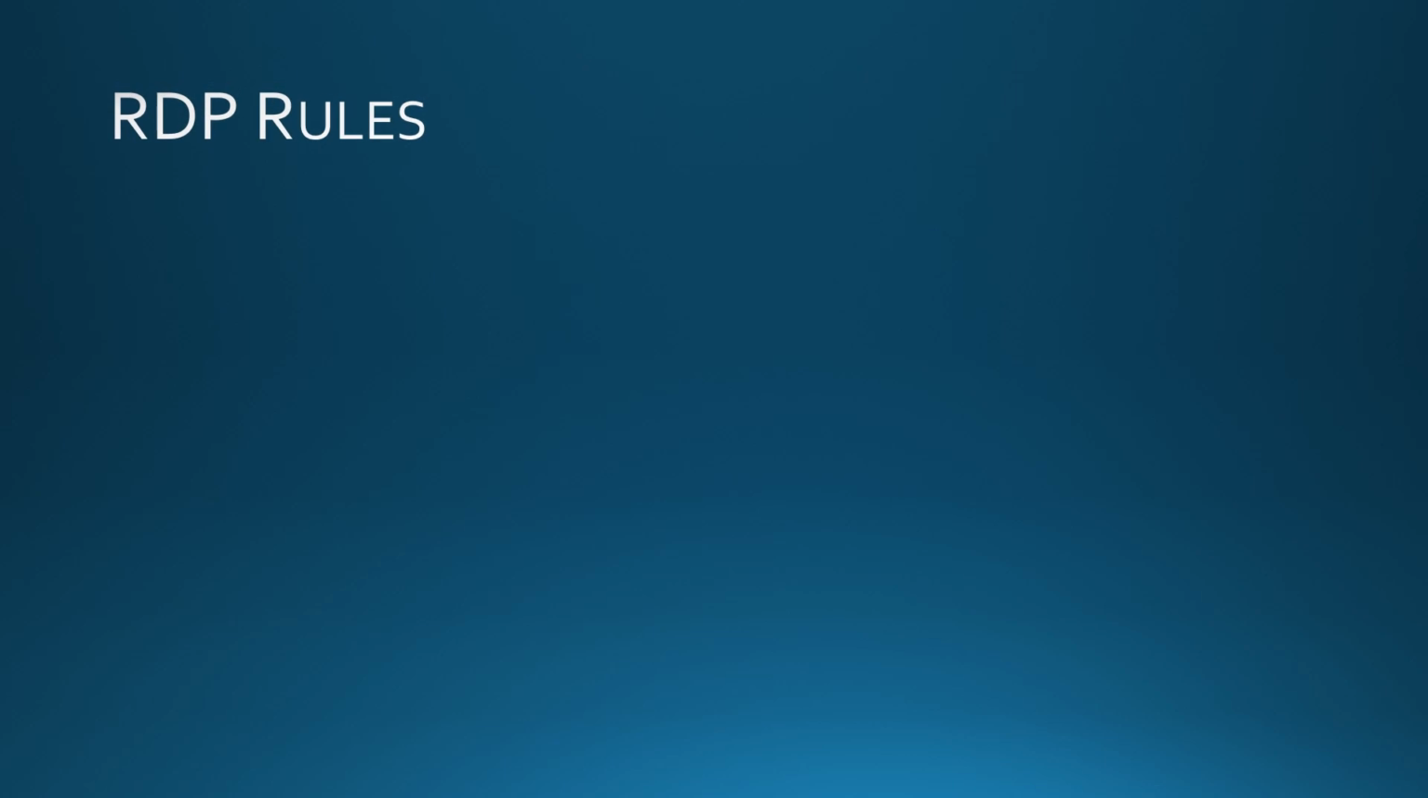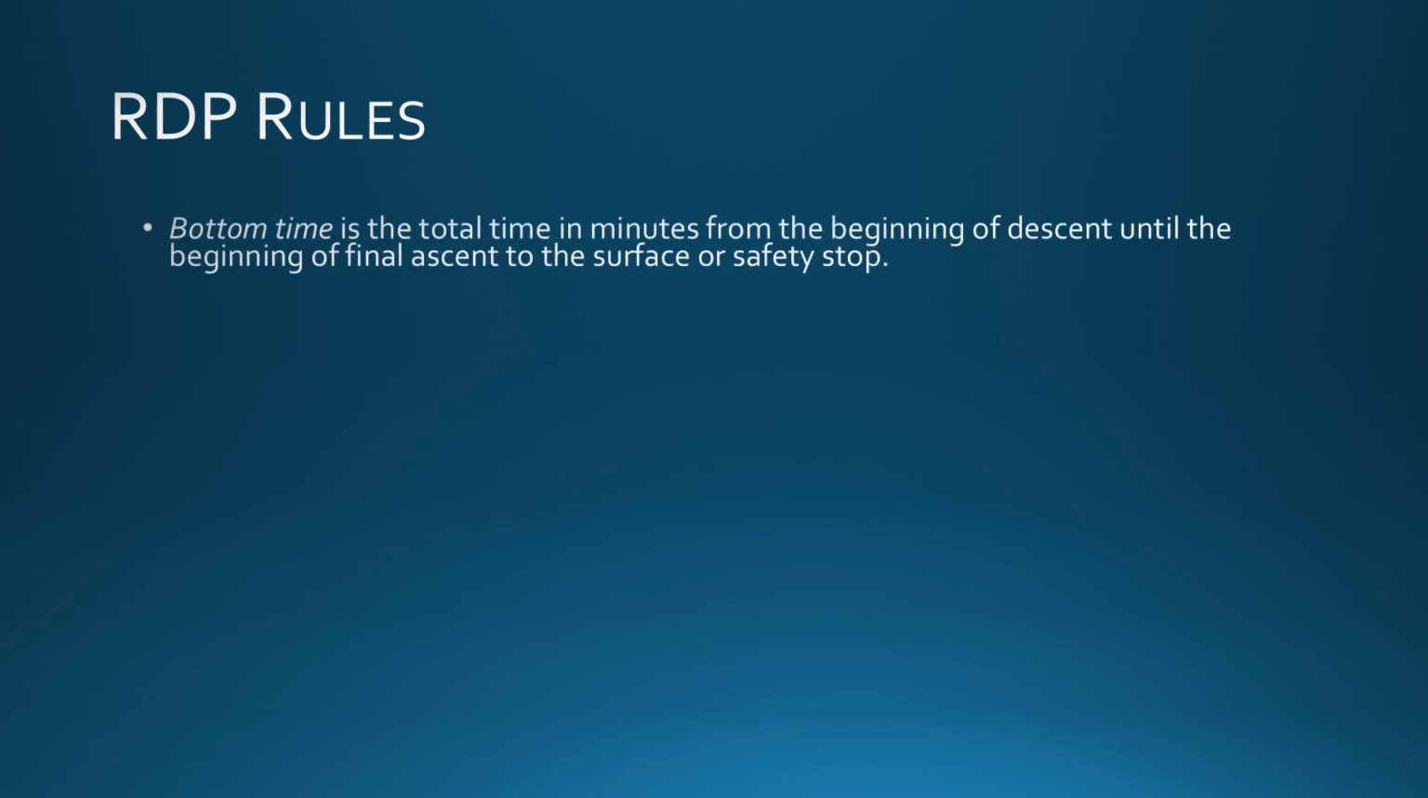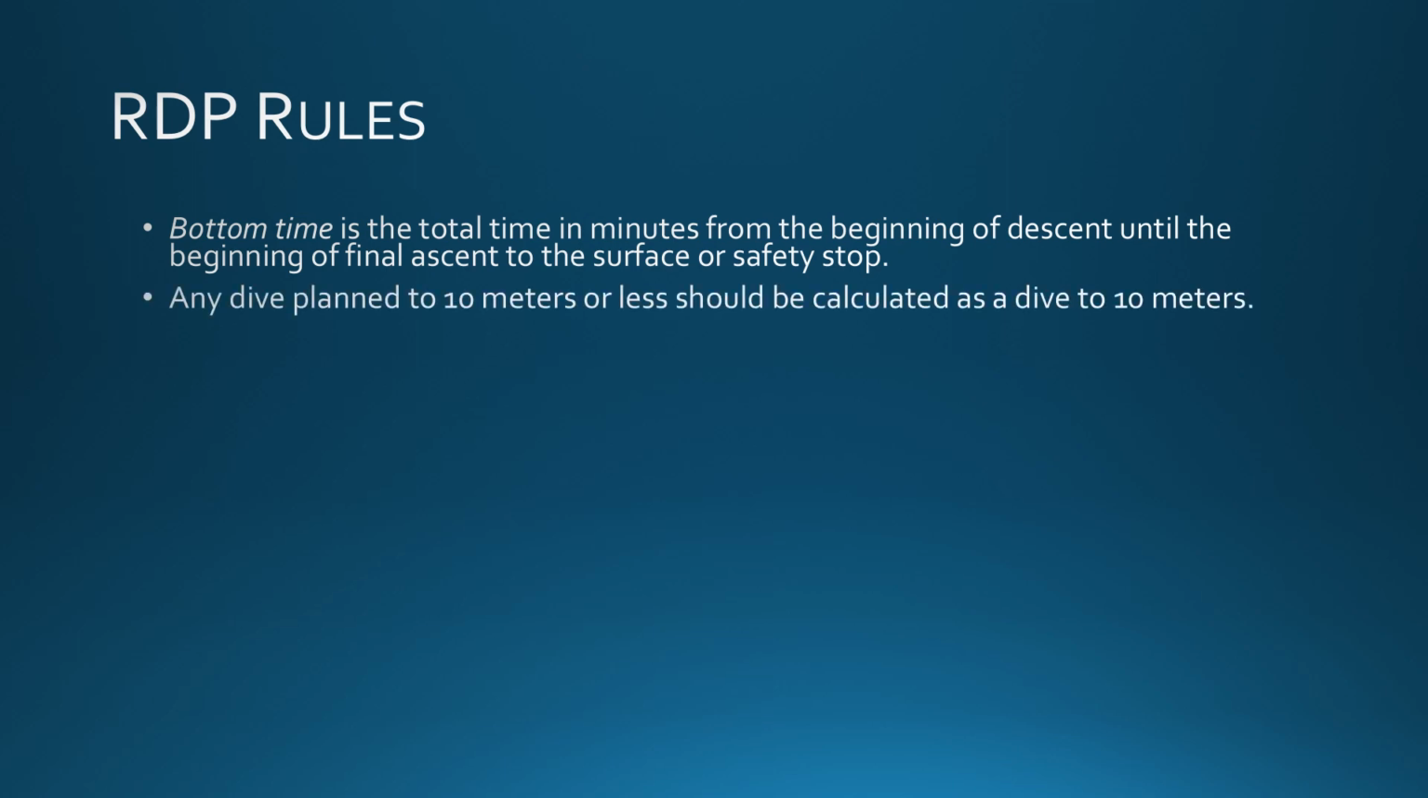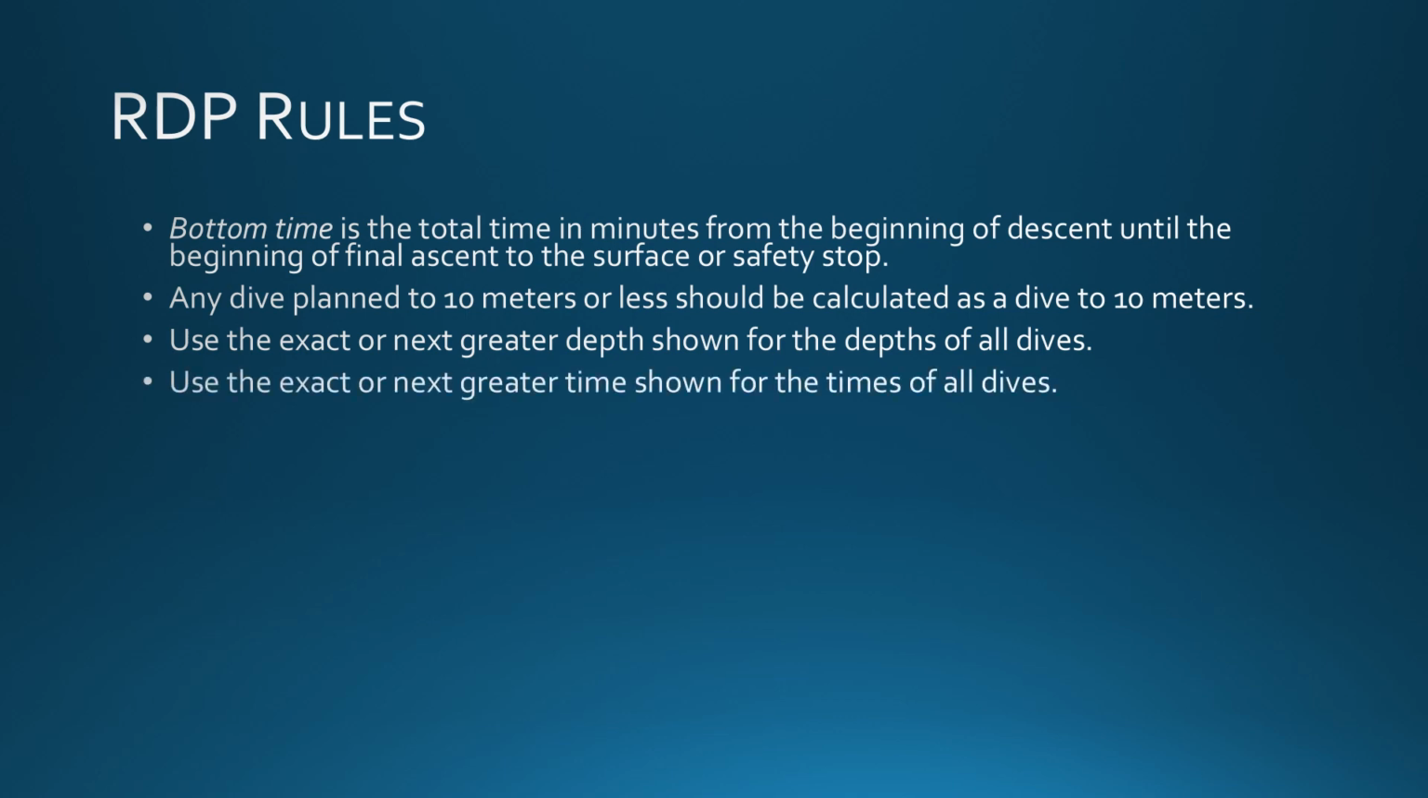Right, before we get started, let's take some time to familiarize ourselves with some basic rules for the RDP and some terms. Bottom time is the total time in minutes from the beginning of descent until the beginning of final ascent to the surface or safety stop. To be conservative, we're going to plan a safety stop for all our dives. Any dive planned to 10 meters or less should be calculated as a dive to 10 meters. Use the exact or next greater depth shown for the depths of all dives. Use the exact or next greater time shown for the times of all dives.